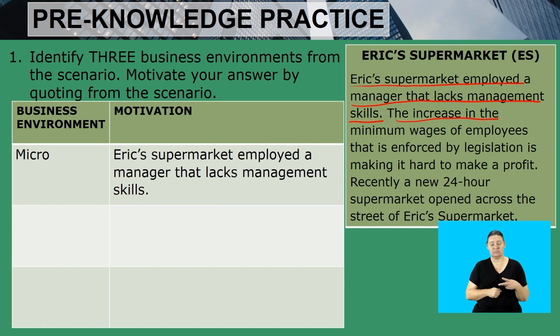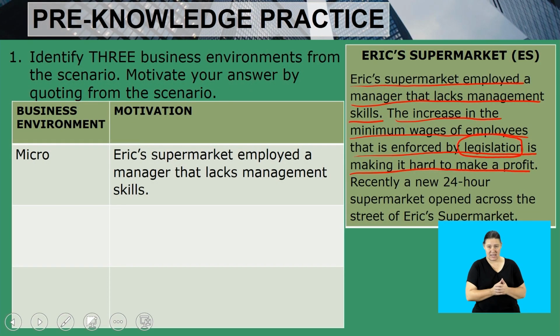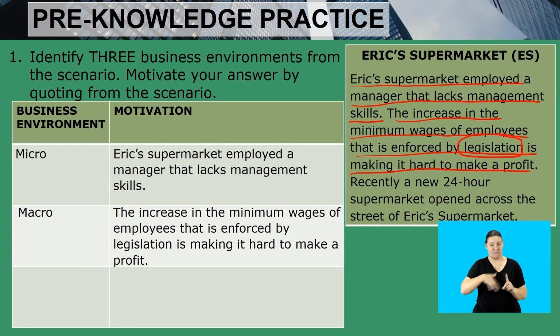The increase in the minimum wages of employees that is enforced by legislation is making it hard to make a profit. So this legislation tells us a lot. We don't make legislation inside the business, but it's something that is being done by government. So where do we find our government? We find our government in the macro environment. So this statement is a motivation of our macro environment. Now, here's the answer for our second business environment, which is the macro.